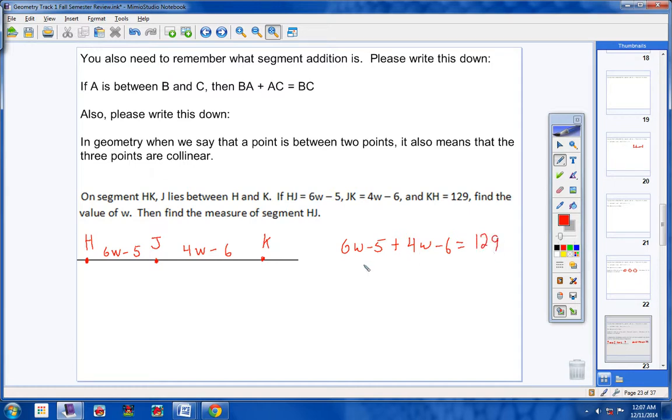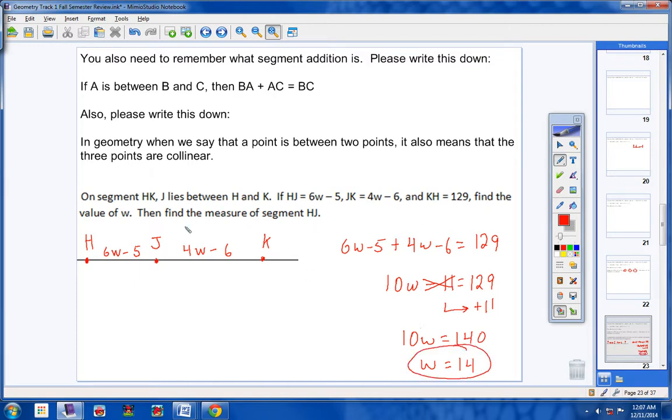So let's simplify our left side. 6W plus 4W is 10W. Negative 5, negative 6 is negative 11. Now let's get W by itself. Bring the negative 11 over, make it a positive, and we're left with 10W equals 140. Divide both sides by 10 and W equals 14. So there we did the first part. We found the value of W.